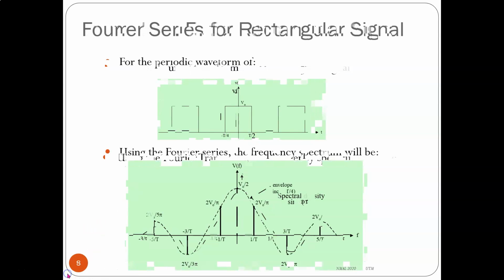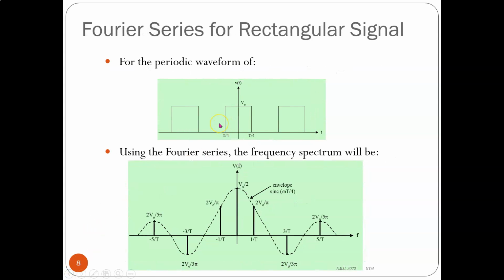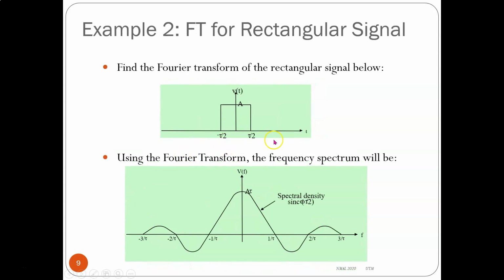Recall back here for the periodic waveform. If we perform the Fourier series, we will get these lines here. The spectrum is in terms of this pulse function. As the period approaches infinity, it will become this sinc function, which is the envelope of the pulse function in the periodic rectangular signal when using the Fourier series.